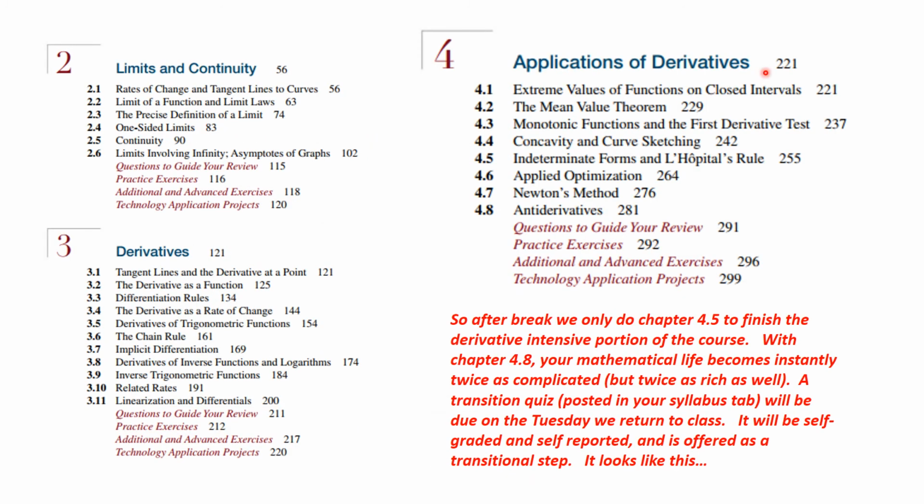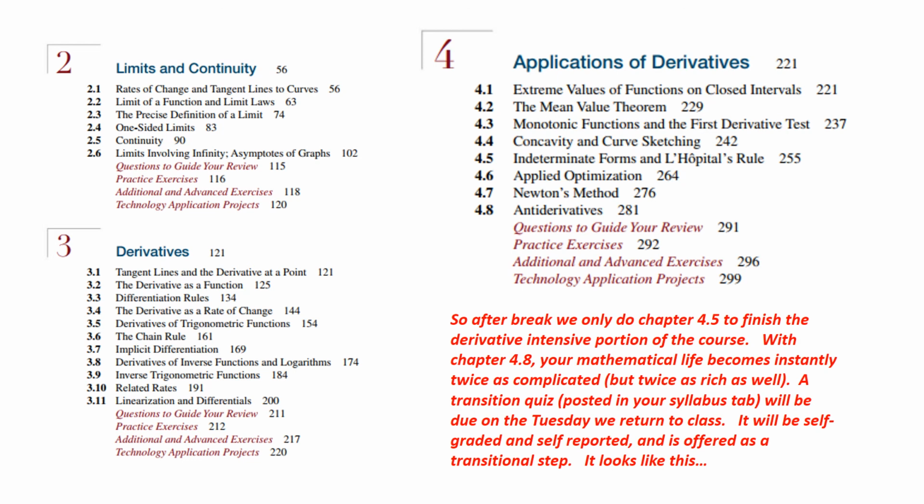Okay, so where are we now as we're approaching the midterm? Well, we've done the complete chapter 2. We've also done the complete chapter 3, and we've almost done all of chapter 4. In fact, we've done everything except talking about a gadget called L'Hopital's rule, which will be my first topic after the break. And my second topic after the break, in the very first class that we have, is we will begin talking about antiderivatives. So, after the break, we only do section 4.5 to finish the derivative-intensive portion of the course.